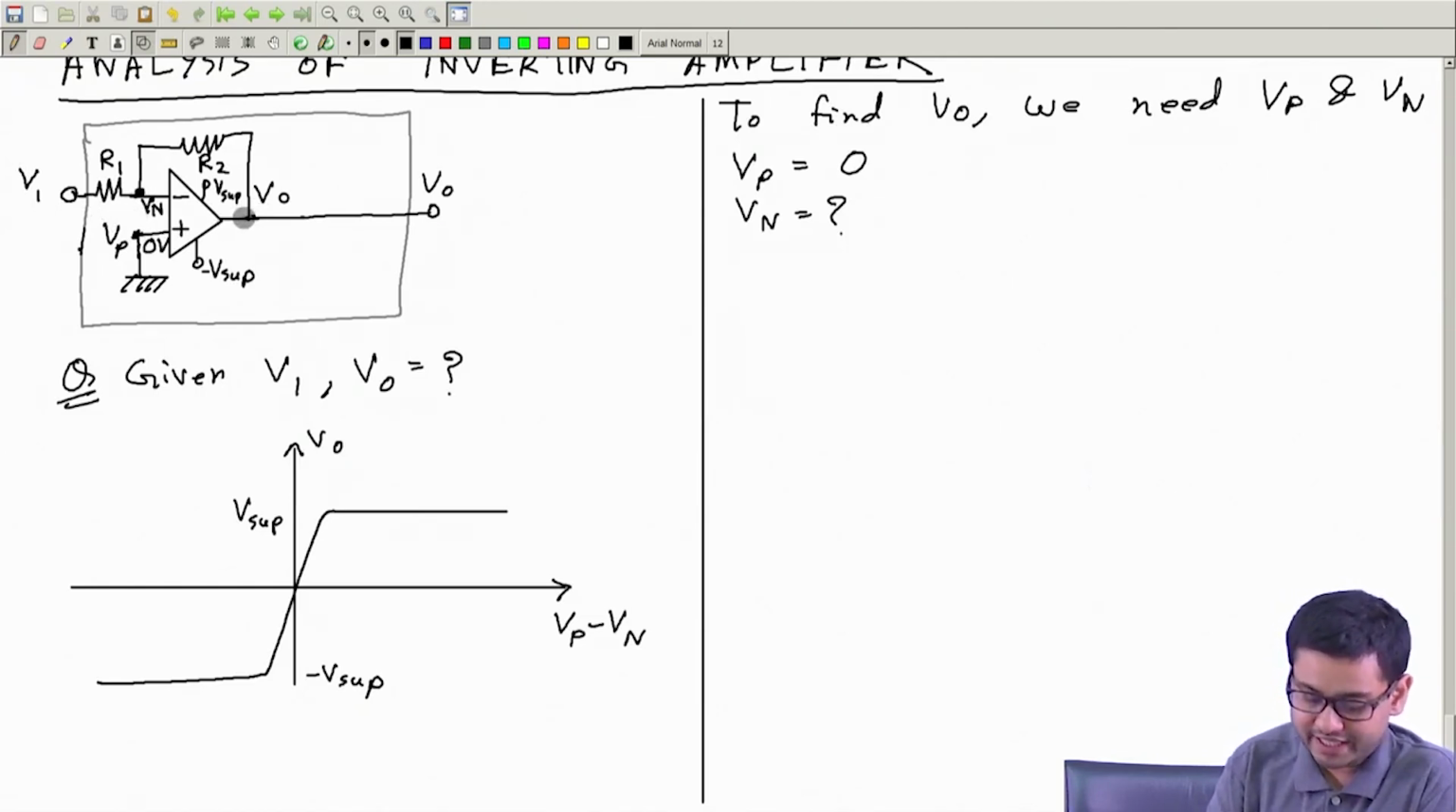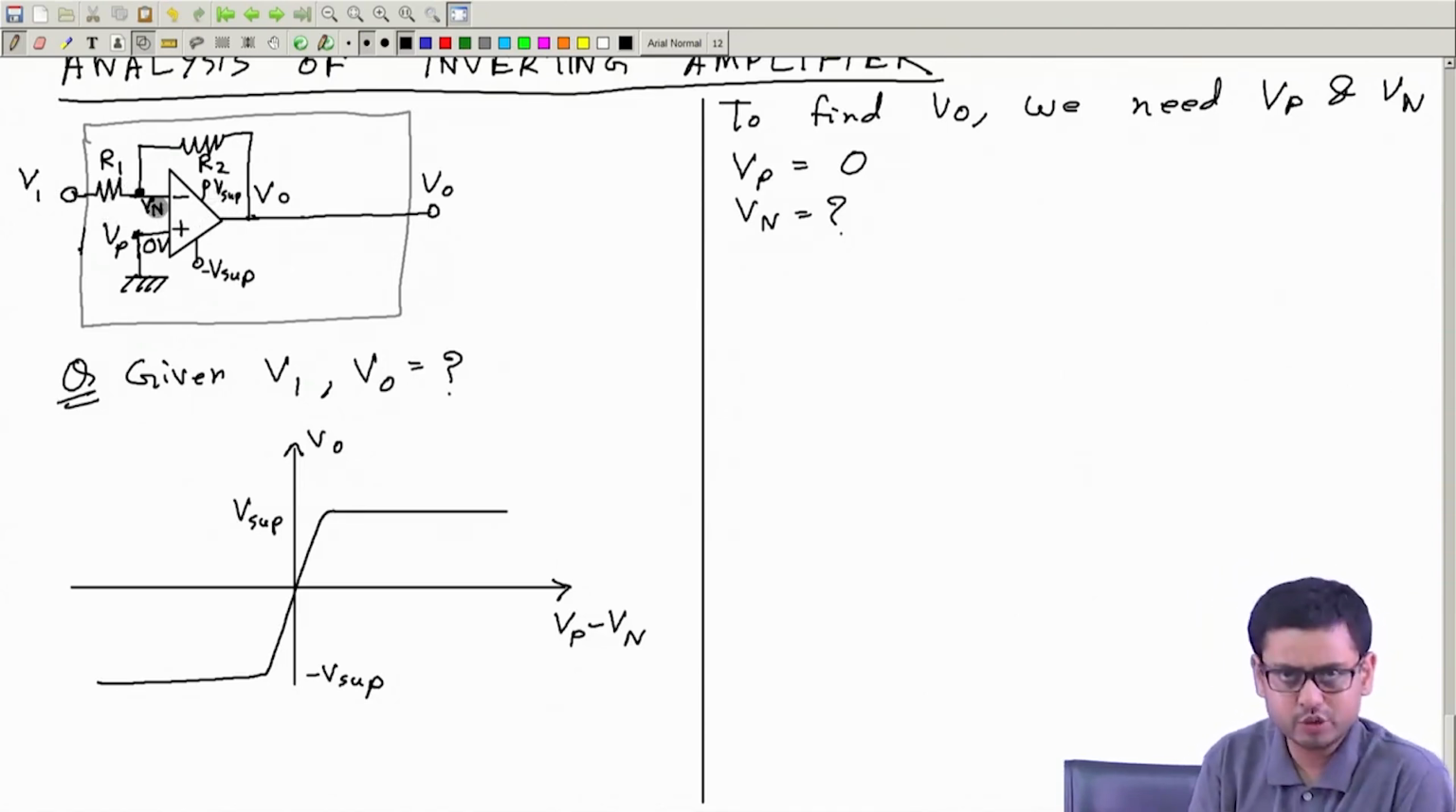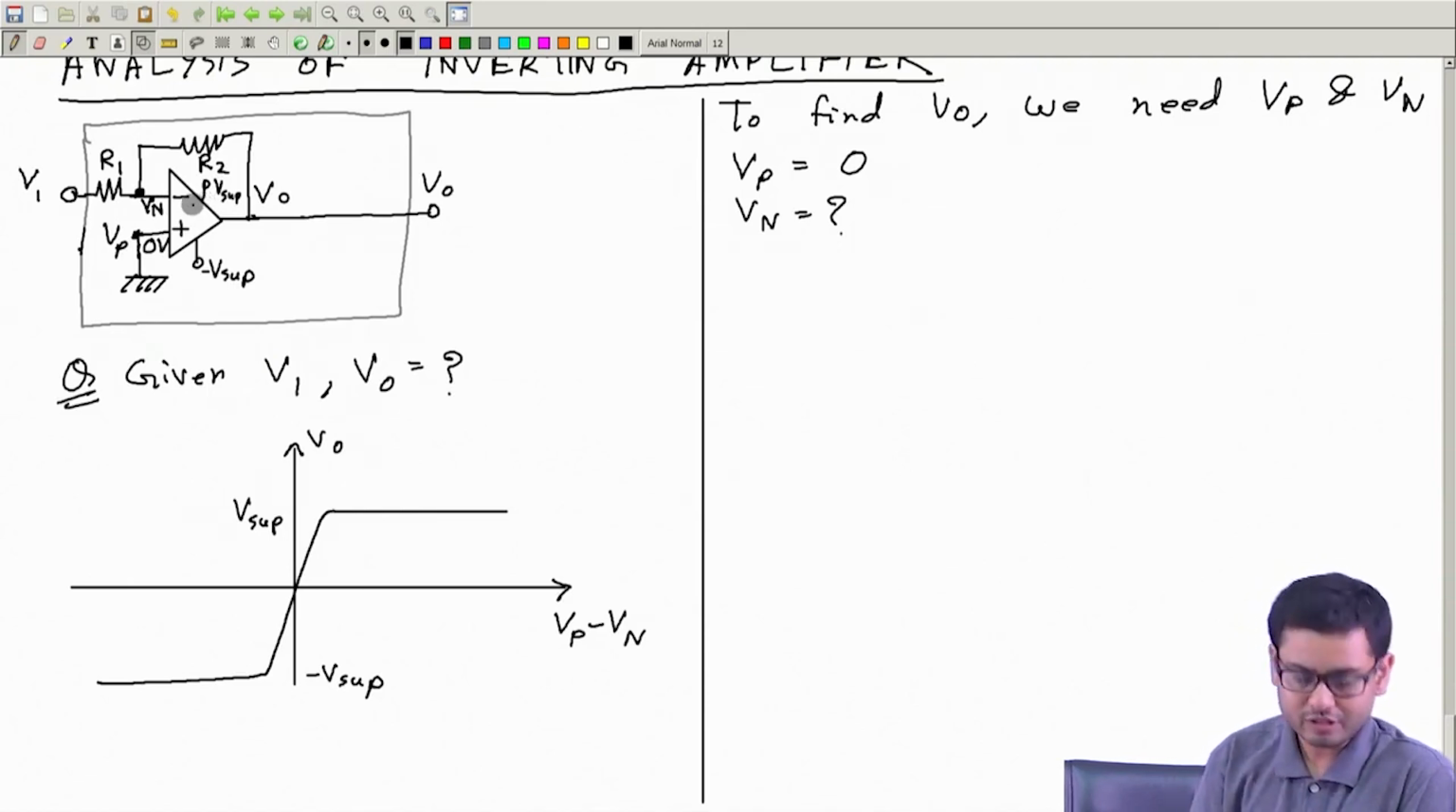It's once again a kind of potential divider rule. This point is at VO, this point is at V1. No current is getting out from this branch. Therefore, Vn will be somewhere in between V1 and VO, some sort of average. We can do it quickly if you know something like Millman's theorem. If you do not know, we can still do it.